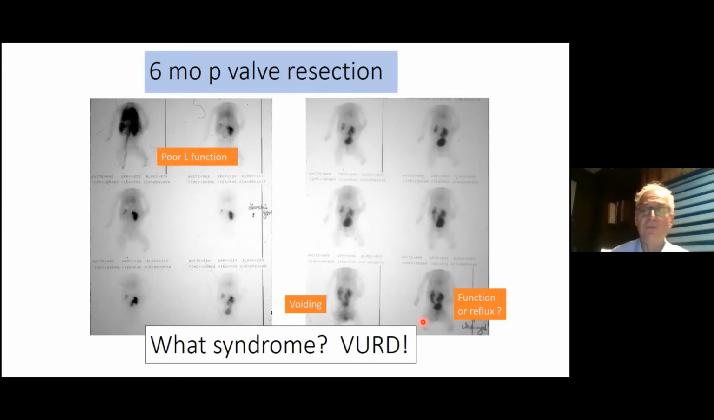And there's some controversy now, but most of us believe that this unilateral reflux and dysplasia, caused by a bad ureteral bud and a bad kidney developing on that side, probably protects the good kidney and the bladder from really severe dysfunction. So in its own way, it's actually probably beneficial. There's some controversy. Some people don't believe it, but in my experience, I'm a believer that VURD, valves, unilateral reflux, and dysplasia, is actually kidney protective.